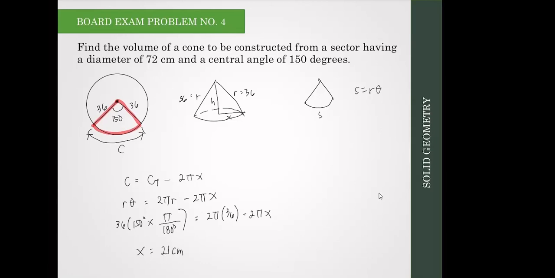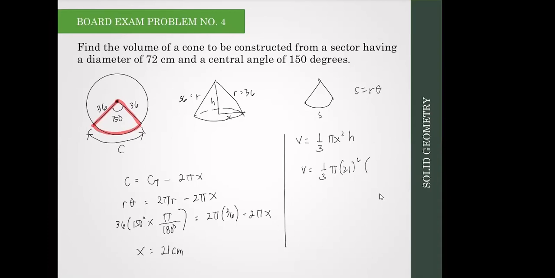Okay? So, meron tayong nakuha 21 centimeters sa value kay x. Pero hindi yan yung kailangan natin. Kailangan natin is volume. So, 1/3 ng area ng base, which is pi x squared times yung height natin. So volume is equals to 1/3 pi 21 squared times yung h natin. So h natin wala pa tayong value.